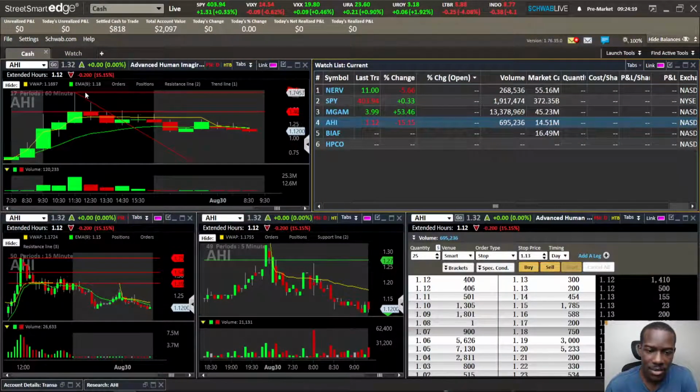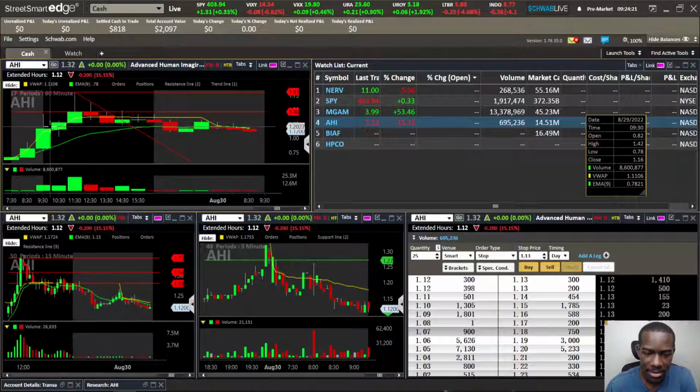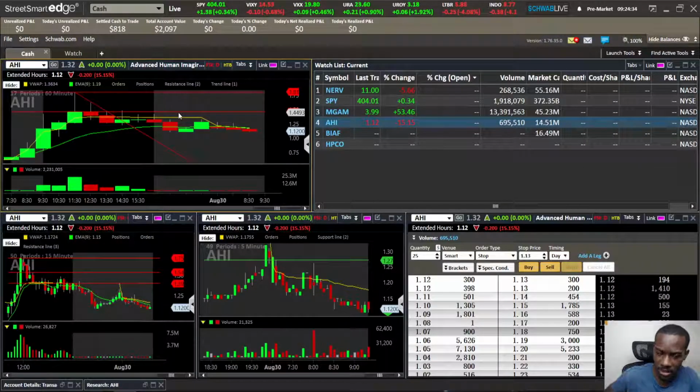AHI, I saw this little downtrend that it had. It seemed to not be breaking down, so I got in here at the 128s at the bottom of this green candle, 128, and got the little pop up here. And Donnell was there as well.